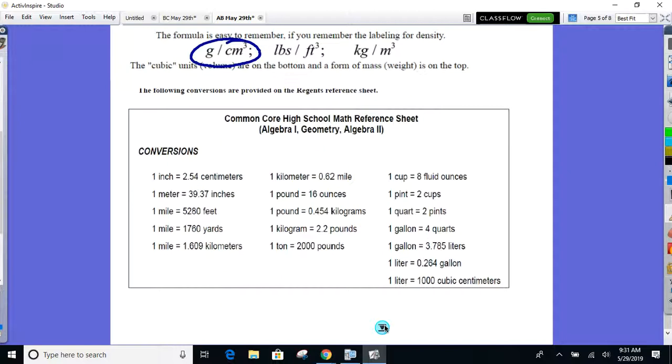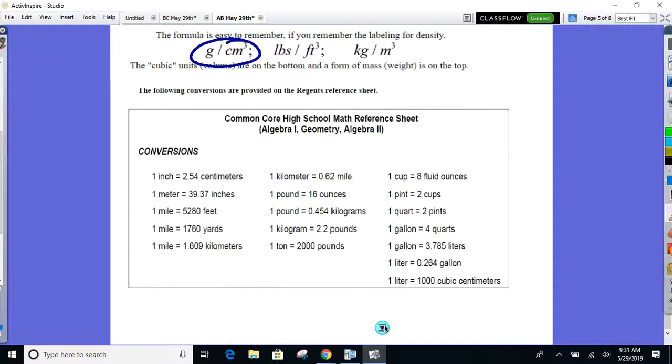Everyone good there? I'm not going to ask you to remember how many kilometers in a meter or anything like that. It'll be either given to you by the formula sheet or by me in the problem. Would the Regents give us anything that's not on there? Other than, like I said, inches and feet, that's about it. They'll either do the same thing I'll do: either give it to you on the reference sheet or provide the conversion you need in a bracket or parenthesis.